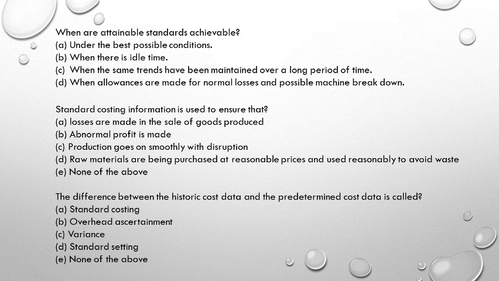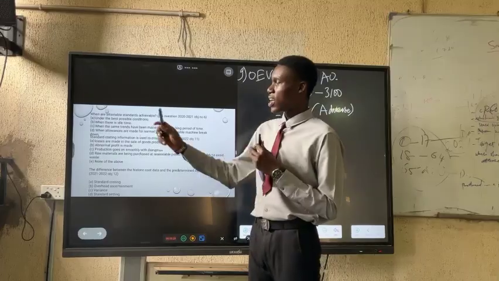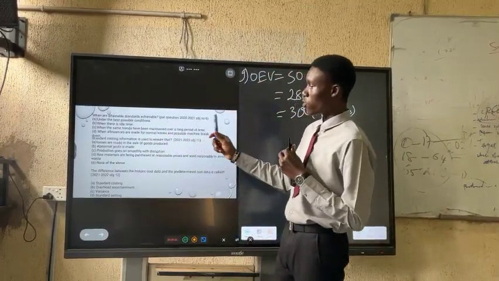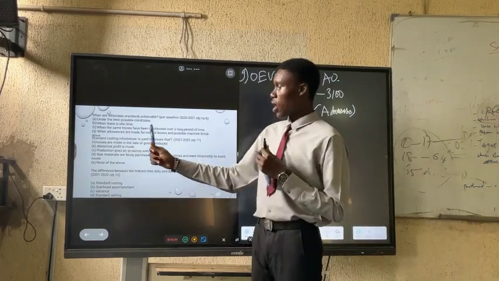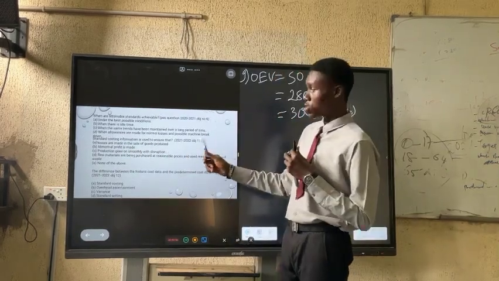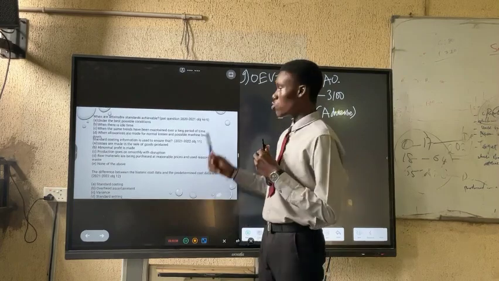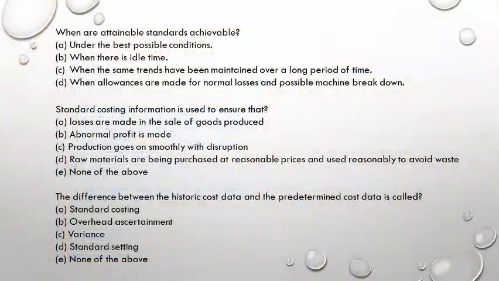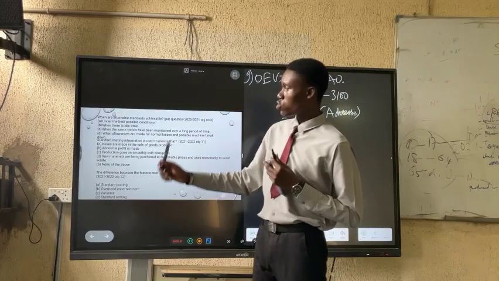Now, an attainable standard is achievable under the best possible conditions, when there is idle time, when the same trends have been maintained over a long period of time, when allowances are made for normal losses and possible machine breakdown. You bear witness to me that the answer here is D. Attainable standards are achievable when allowances are made for normal losses and possible machine breakdown.